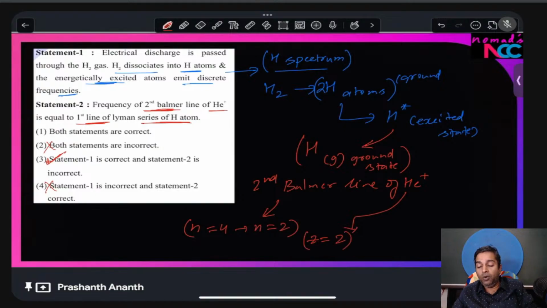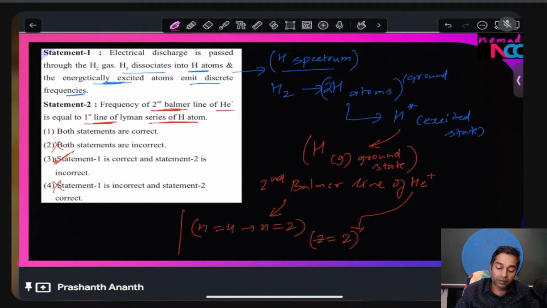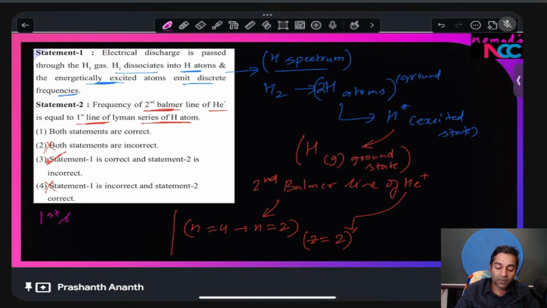So we can now directly look at the other case over here. What is the other case? They have looked at the first line of Lyman of hydrogen. First line of Lyman works out as n equal to 2 to n equal to 1 transition. But this is for hydrogen atom, where we are going to be having Z equal to 1.